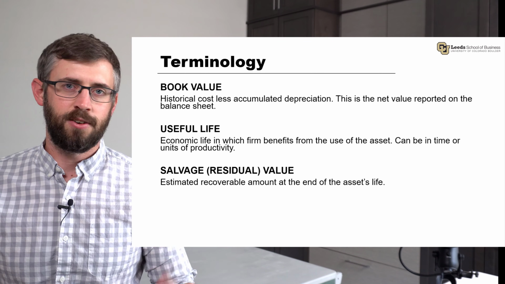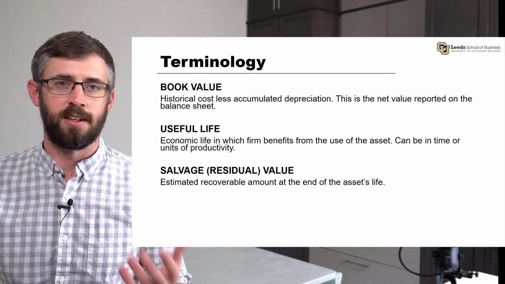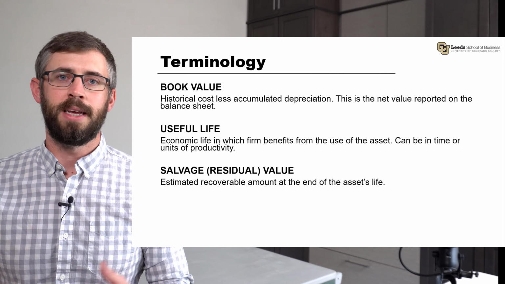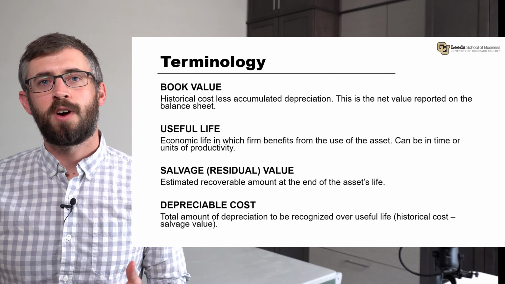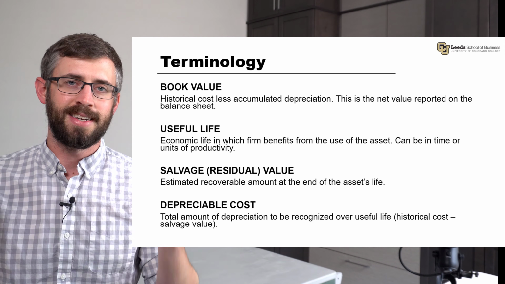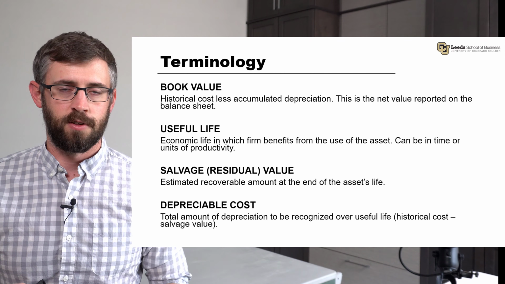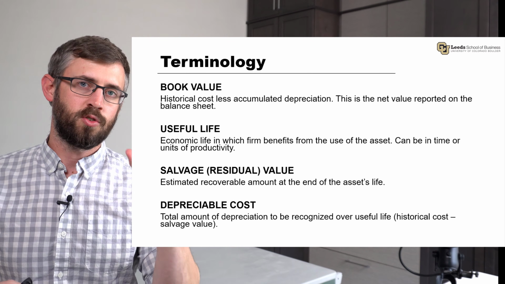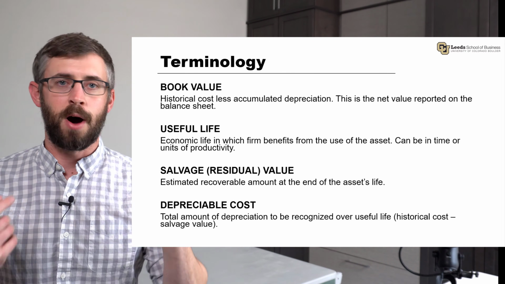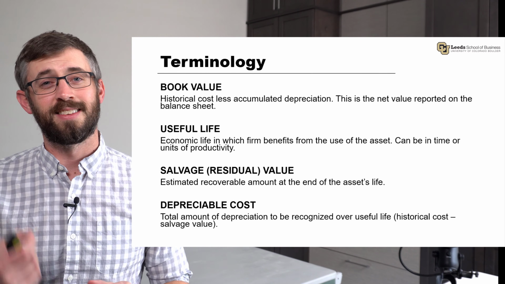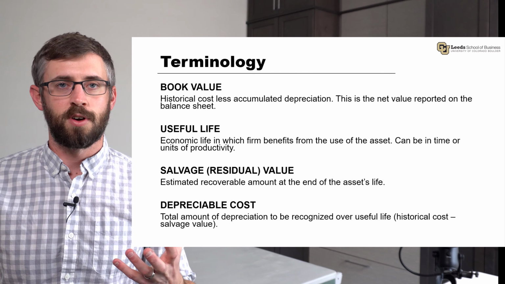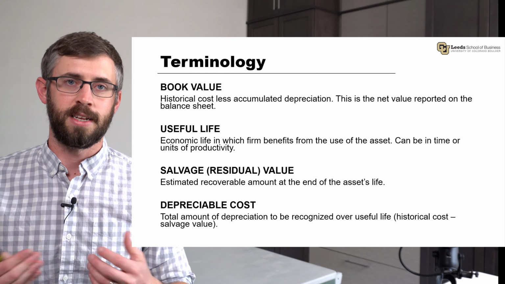So if you have a truck that you expect to use for 5 years and then you might be able to sell it for $10,000, your salvage value or residual value would be that $10,000. And our depreciable cost is the total amount of depreciation expense we're going to take on an asset over its useful life. It's going to be our historical cost, or what we paid, minus that salvage or residual value. So if we bought our truck for $50,000 and we think we can sell it for $10,000 at the end of its 5-year life, well then we're going to have a depreciable cost or depreciable basis of $40,000.